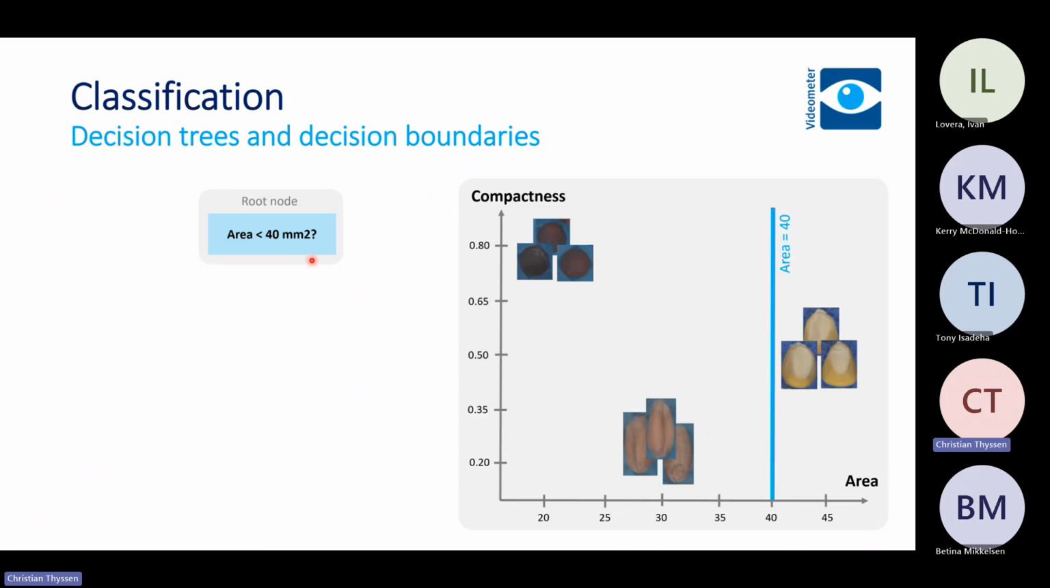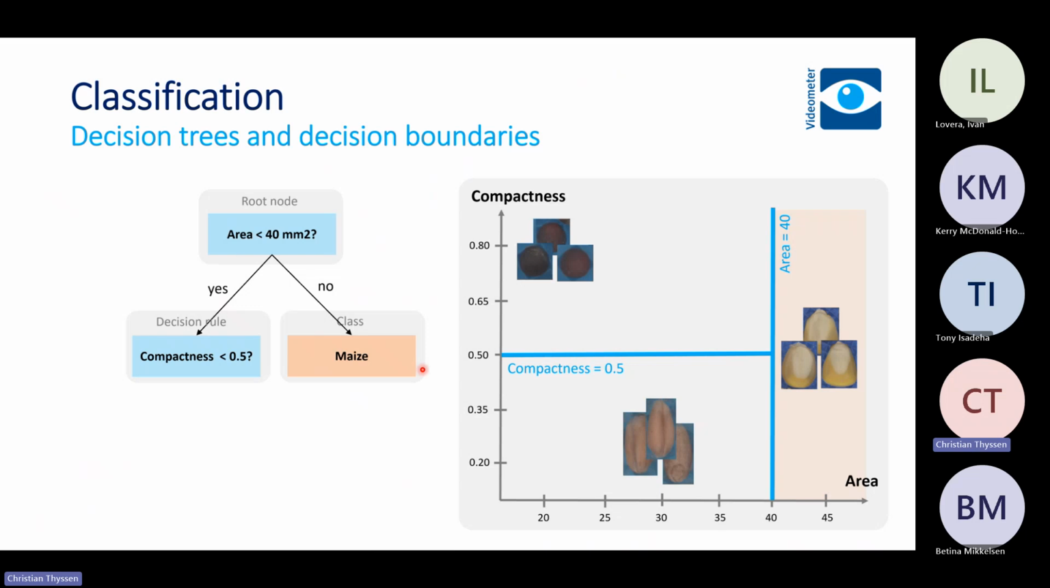So here you ask, is the area larger than a threshold? If yes, then it's maize. Otherwise, you move on and ask a second question. And here you ask, is the compactness less than 0.5? Then it's OSR. If yes, then it's wheat. So you follow this sequential decision-making process until you arrive at one of these three nodes.